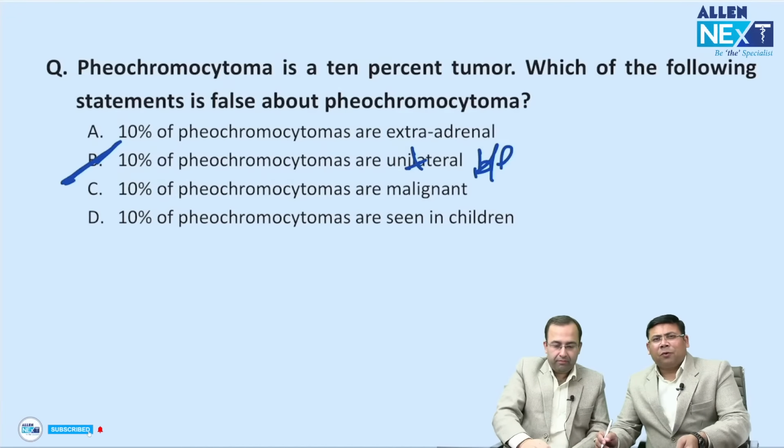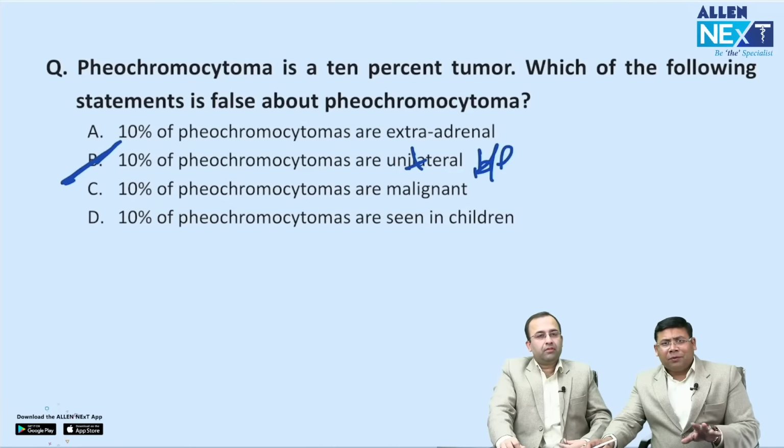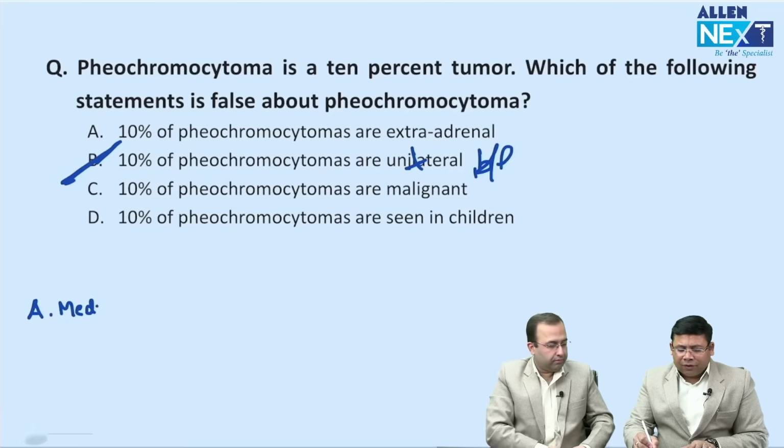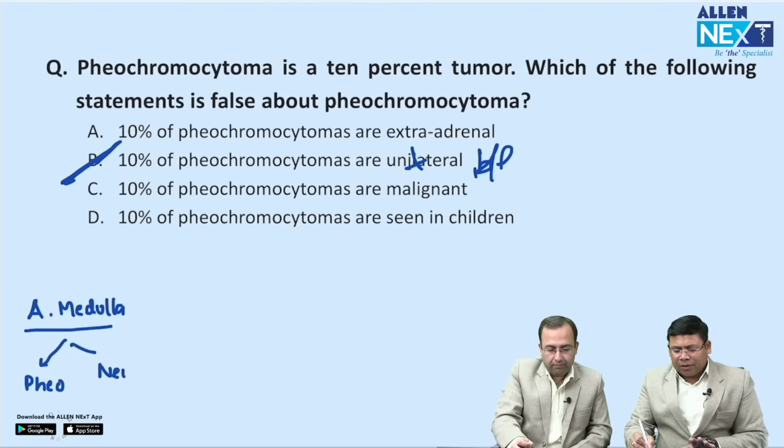So let me take you to pheochromocytoma. What is pheochromocytoma? You know it's a tumor of adrenal medulla, and adrenal medulla is associated with generally two types of tumors. The first is pheochromocytoma and then is neuroblastoma. So we have pheo or we have neuroblastoma. Let us try to understand something about this.